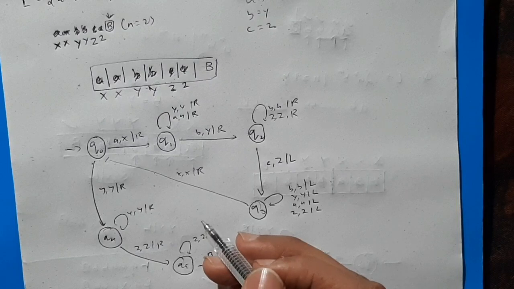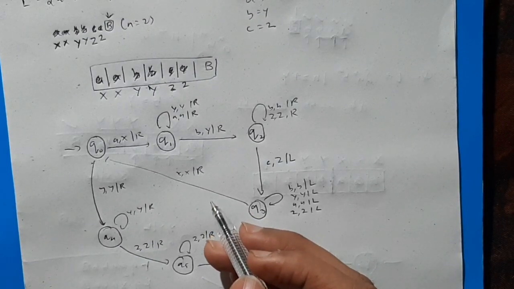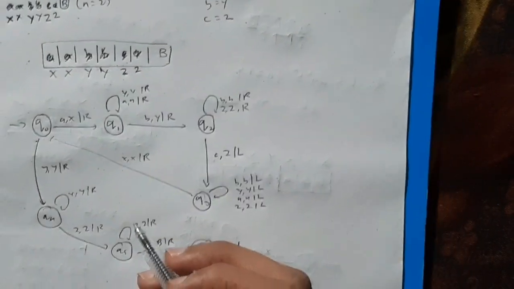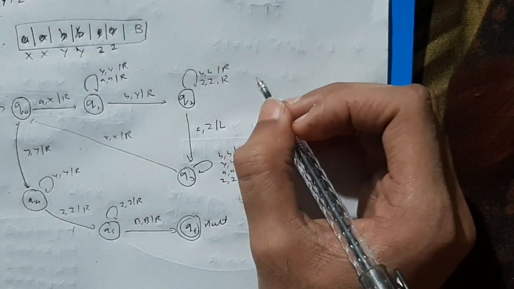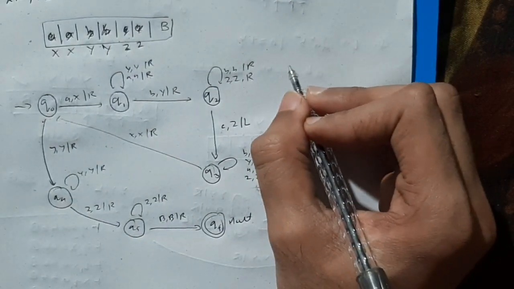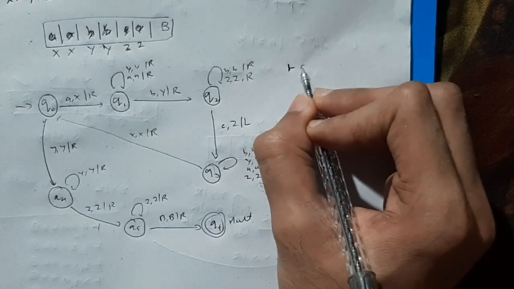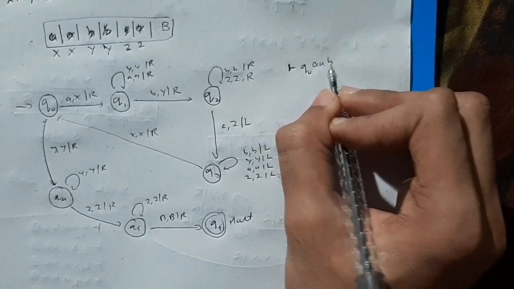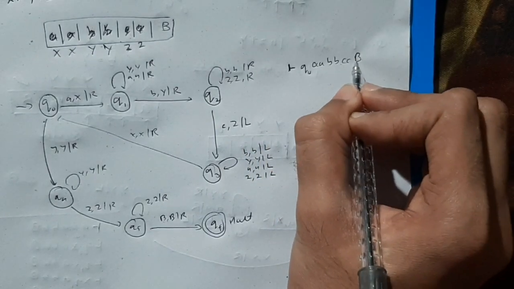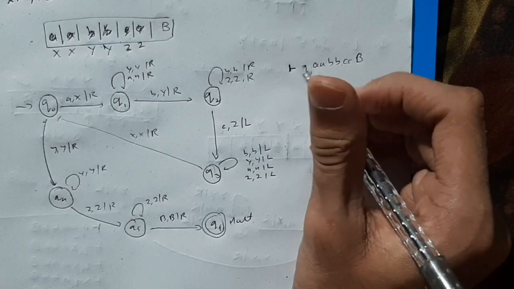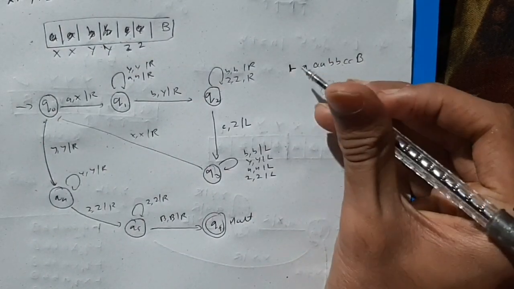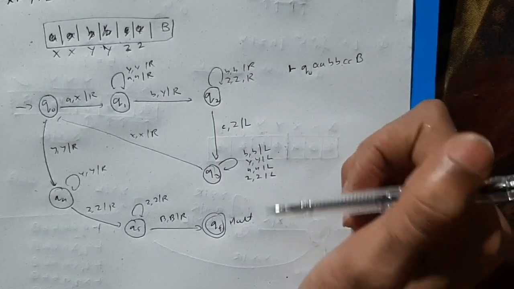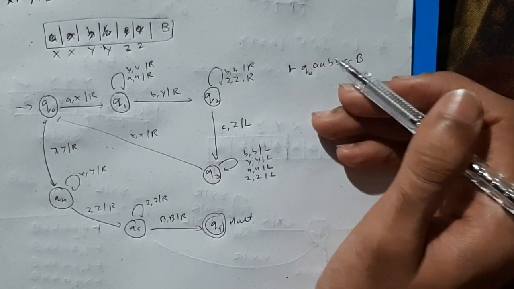So let's take the same string, AA, BB, and CC. By looking at this, we'll be writing the instantaneous descriptor. So let's take here Q0, AA, BB, CC, and capital B. I'll be skipping a lot of parts because if I do each of the steps, it will take a lot of iterations. So I'll be just writing the important steps here.